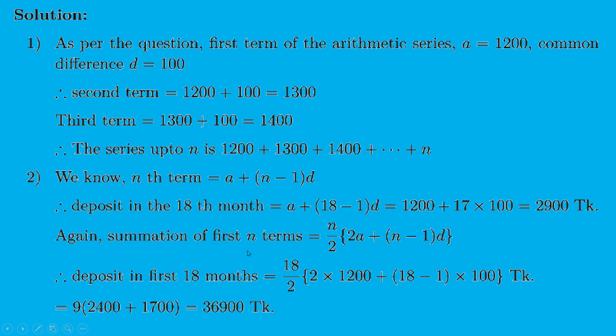Again, the summation of the first n terms is equal to n divided by 2 into 2a plus n minus 1 into d. n is equal to 18 divided by 2, and here 2 into 1200, because a is equal to 1200, plus n, that means 18 minus 1 into d, this equals 100. After calculating this, we will get 36900. So here will be answer 2. One is this and another one is this.